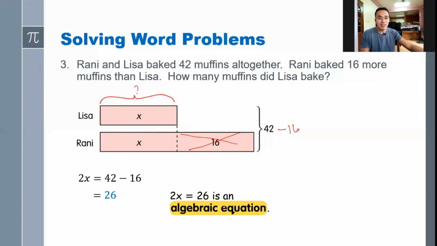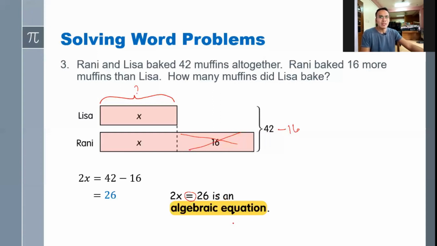And grade 6, 2x equals 26 is an example of an algebraic equation because we already have here an equal sign. 2x is an algebraic expression. 26 is another expression, and you are going to equate them using this equal sign. Therefore, 2x equals 26 is an algebraic equation.